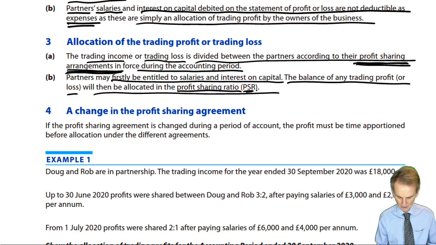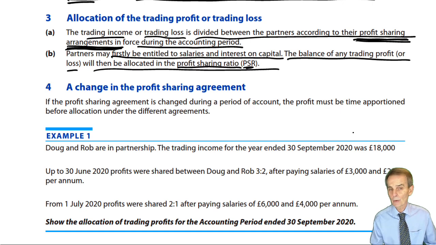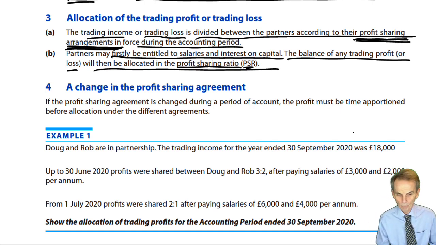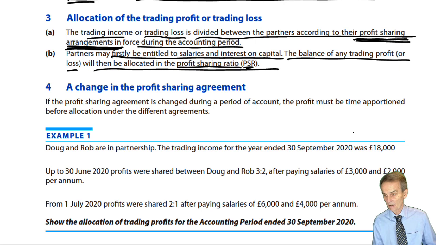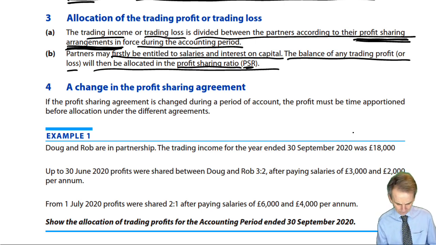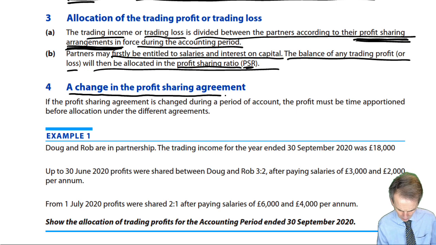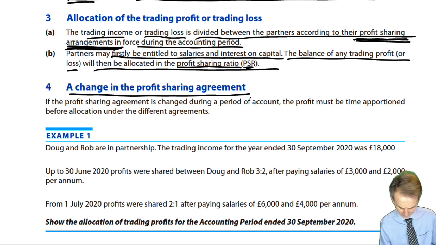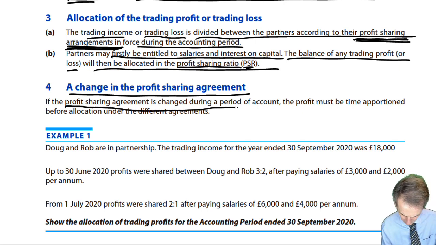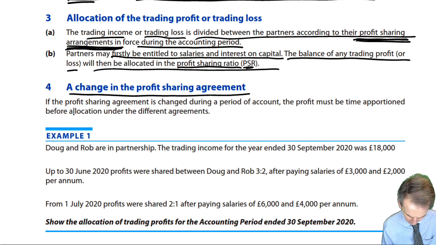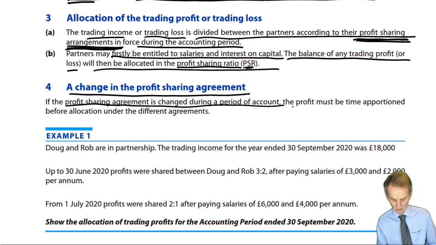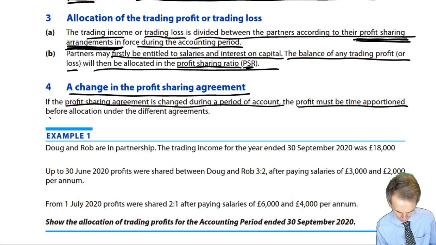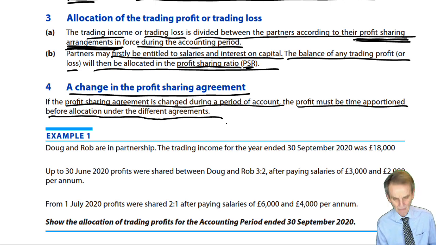force during that period. Now, the sort of question that you would get to make life more interesting than just, again, another version of what you've done in accounting is, of course, a change in the profit sharing agreement taking place during the accounting period itself. So if that profit sharing agreement is changed during the particular period of account, the accounting period of the business, then the profit must be time apportioned before allocation under the different agreements.